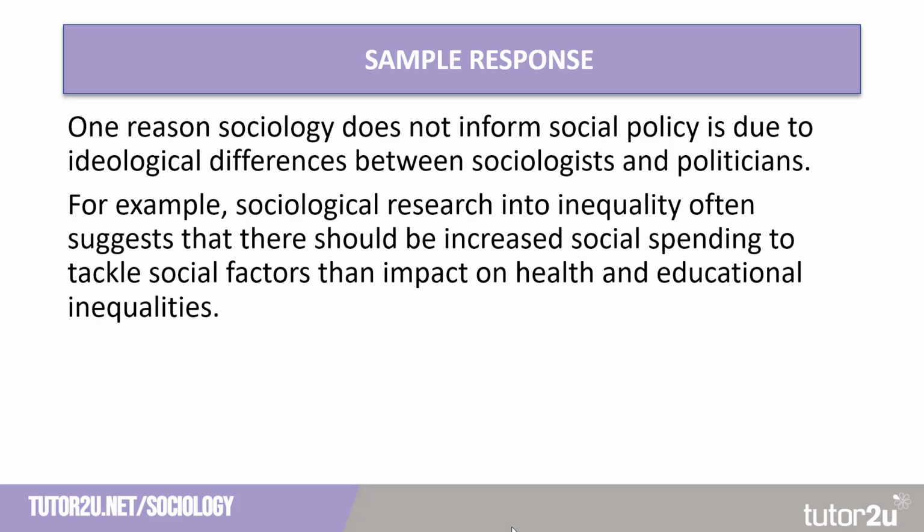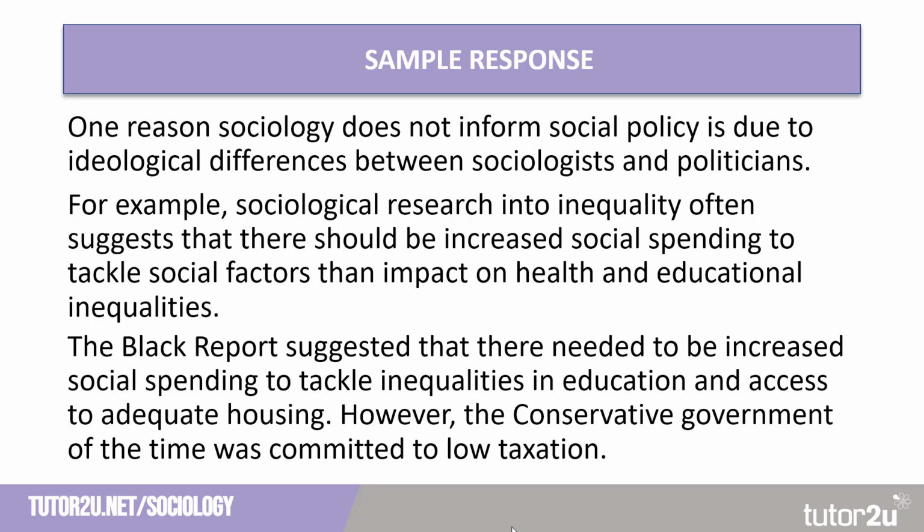We're now going to use an example about sociological research being into equality, and it suggests that there should be increased social spending to tackle social factors that impact on health and educational inequalities. And we're using another example here. We're looking at the Black Report and how it suggested the need to be increased social spending to tackle inequalities in education and access to adequate housing. However, the Conservative government of the time was committed to low taxation.